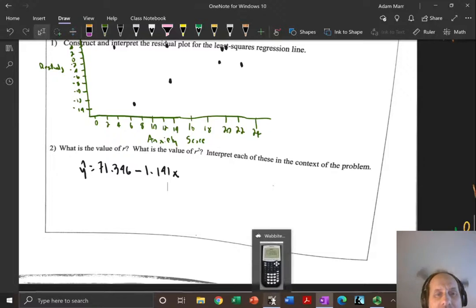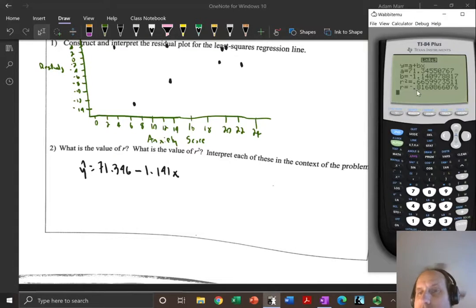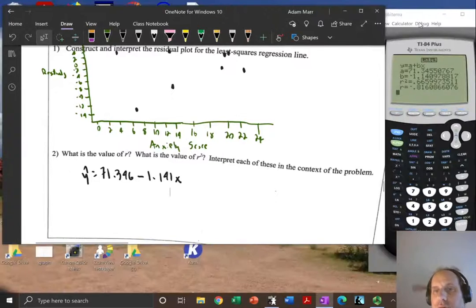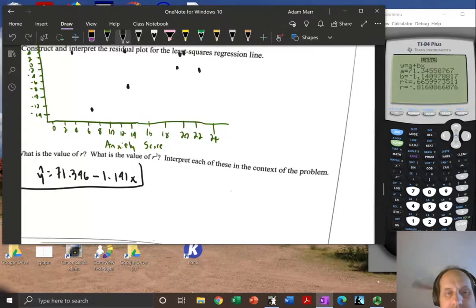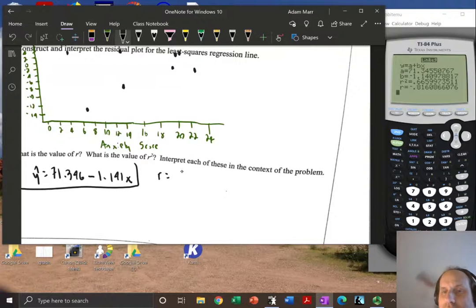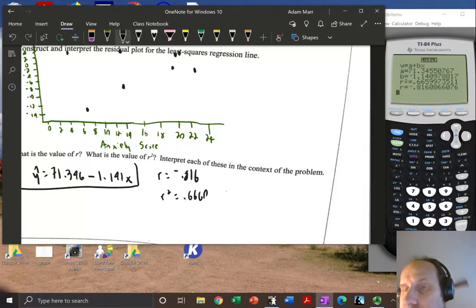But anyway, they asked for R and R squared. Sorry about that. Now let me just do this so I can view it. There we go. I'm going to put this to the side. They didn't actually ask for that. Sorry. So R equals negative 0.816, and R squared equals 0.6660, rounded, right? 0.66599 is 0.6660. All right, cool.